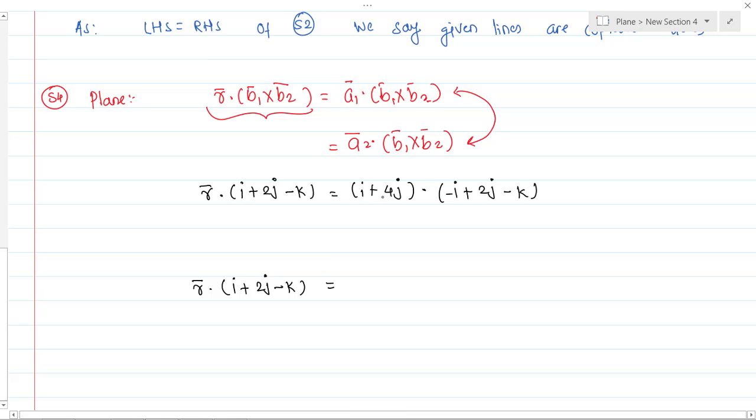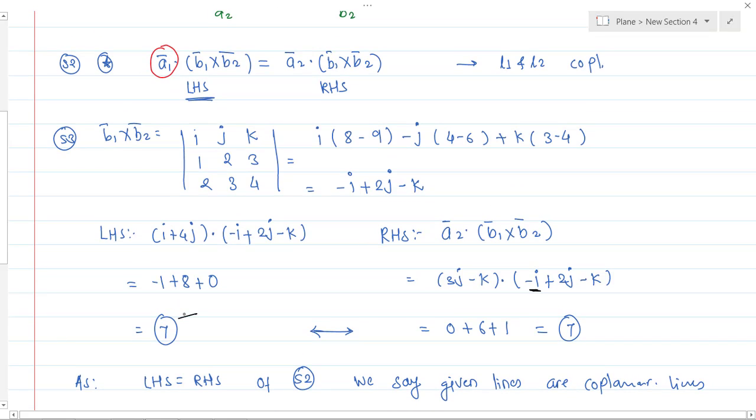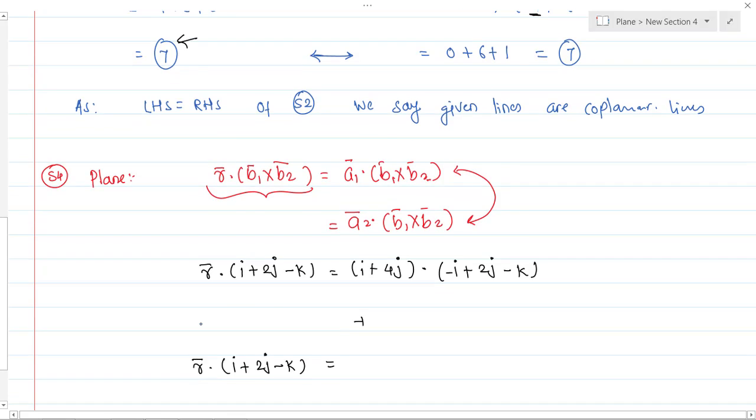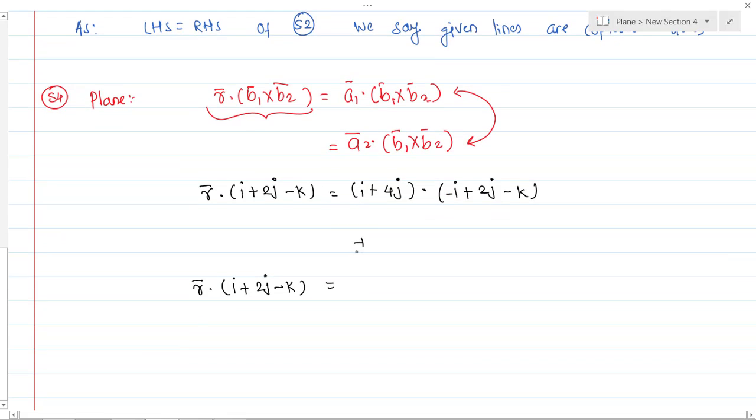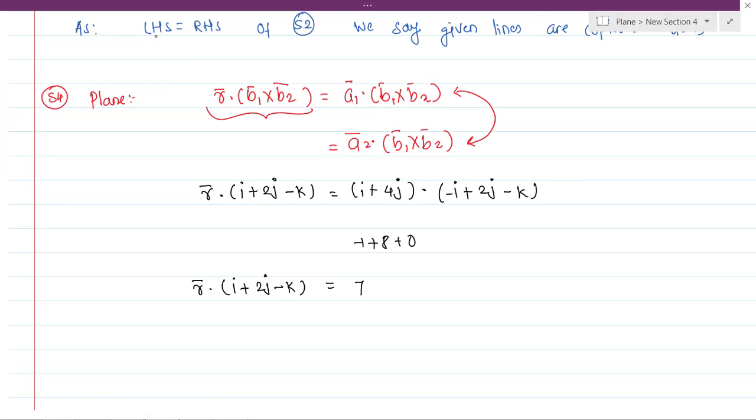So it is equal to i dot i is minus, and I said that above we got 7, so why are we getting 9 below? Okay, so both should be the same, so it should be minus 1 plus 8 plus 0, so it is equal to 7. Okay, so that's what you get as the final answer.